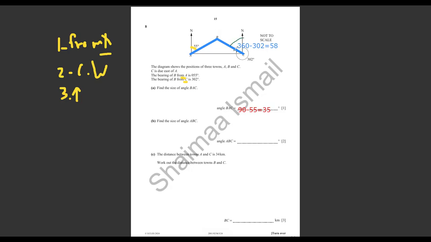So this is equal to 58. And remember, all these angles are 90 degrees. This is a 90 degree angle. So this one will be 90 minus 58. So we say 90 degrees minus 58, which equals 32, 32 here.